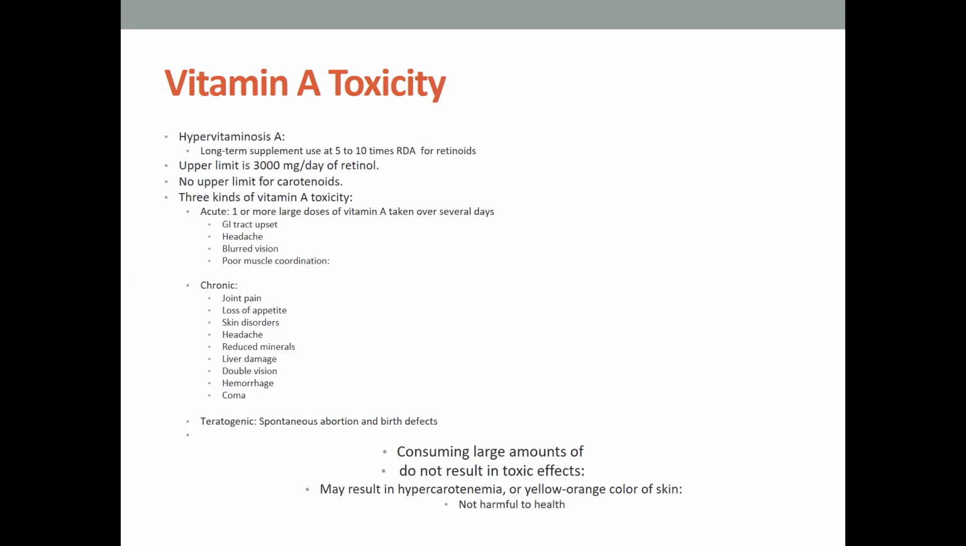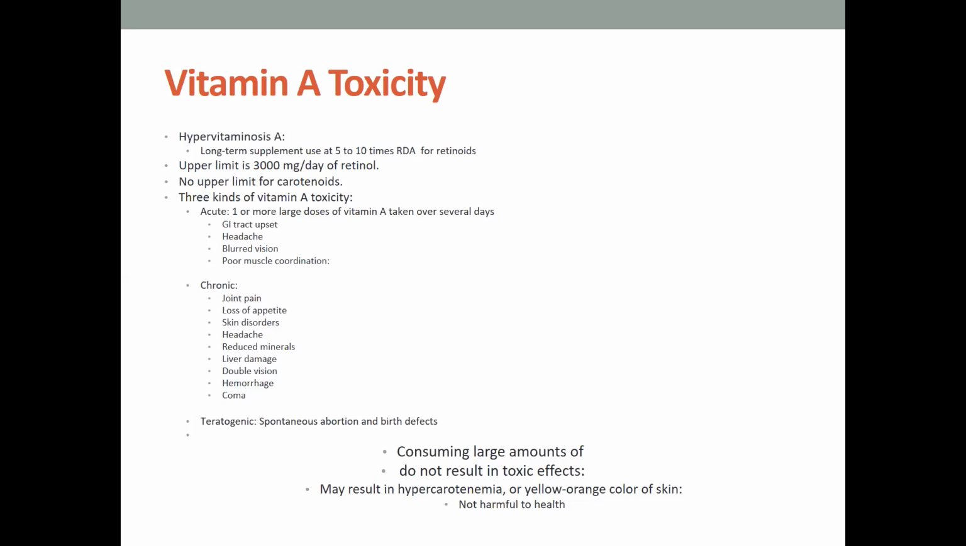Carotenoids are a little bit different. So carotenoids are the ones that aren't as biologically active. They get converted to vitamin A. But the nice thing about carotenoids is if your body has sufficient vitamin A, it doesn't get converted and you can excrete it very easily. So not toxic for carotenoids.